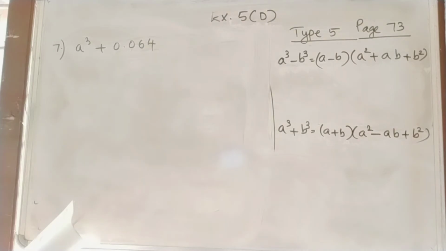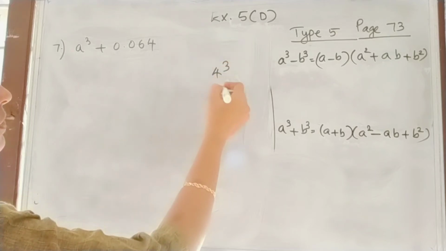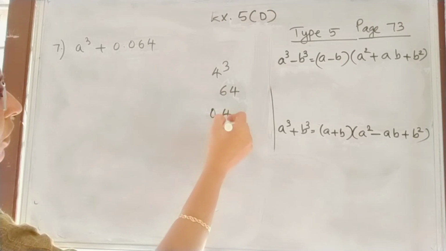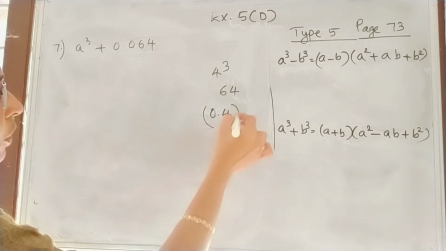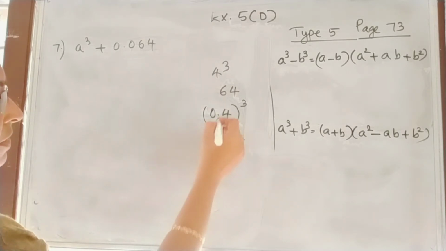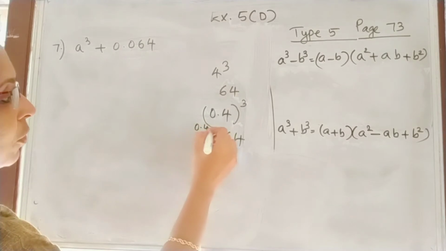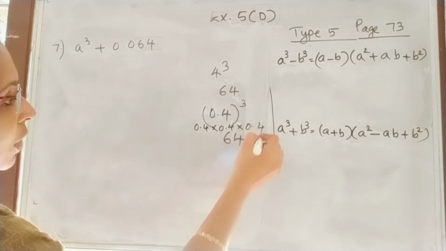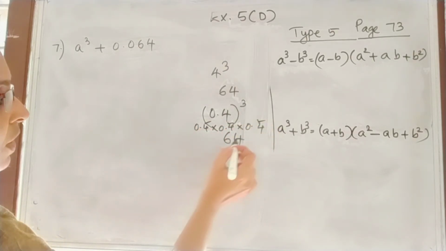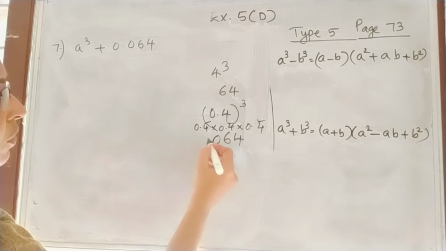7th question. A cube plus 0.064. So look at that 64. 64 is 4 cube, you know. 4 cube is 64. So we need 3 places. So if instead of 4 we write 0.4 cube, we will get what? 64. That means 0.4 cube is what? 0.4 into 0.4 into 0.4. So 4 into 4, 16, 16 into 4, 64. We have to remove 3 places. So only 2 places here, we have to add one more 0.